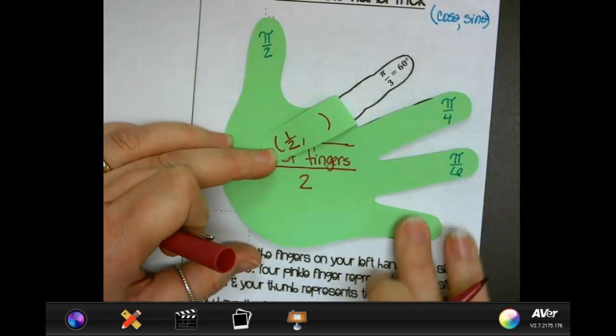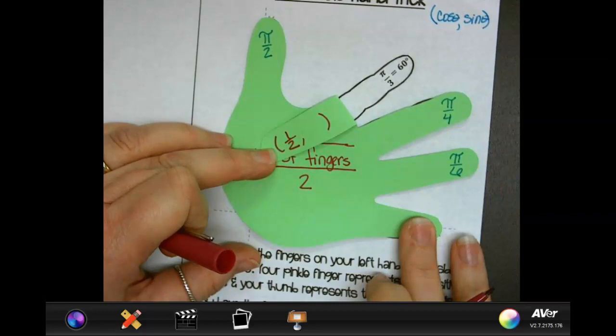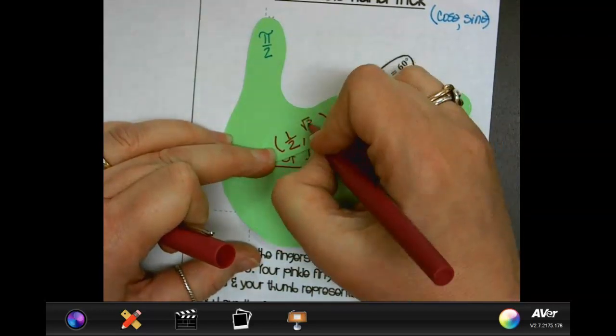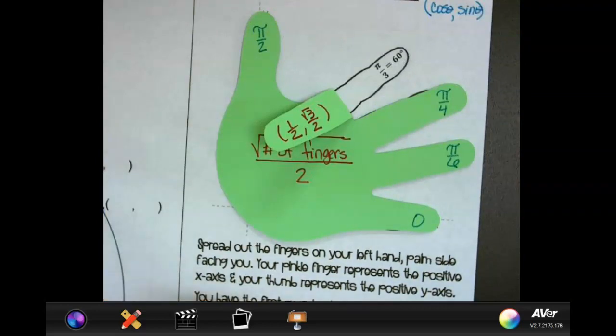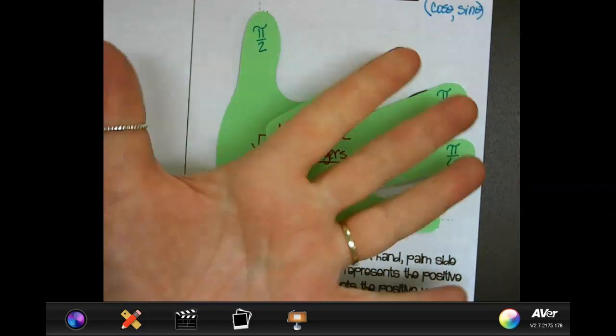To the right of pi thirds, we have 3 fingers. We take the square root of 3 and put it over 2. Square root of 3 over 2. And that's how it works. So if you look up here, I'll hold my hand. I don't like doing it under the document here.